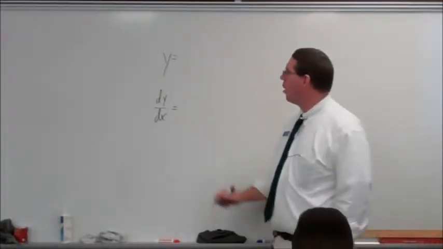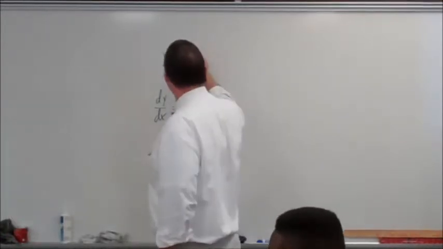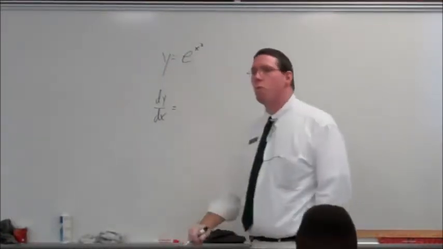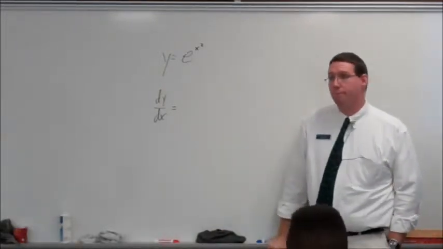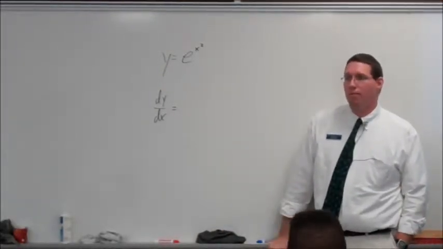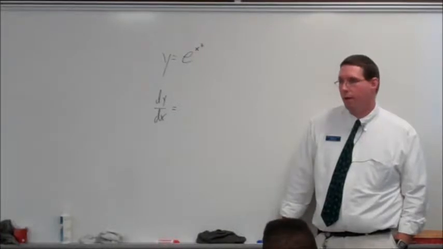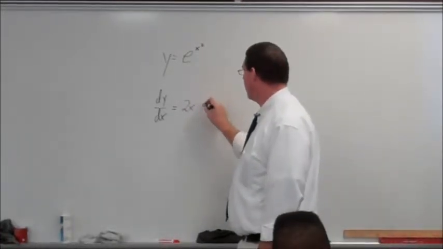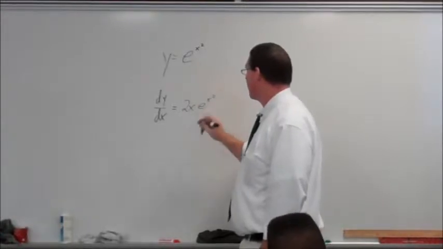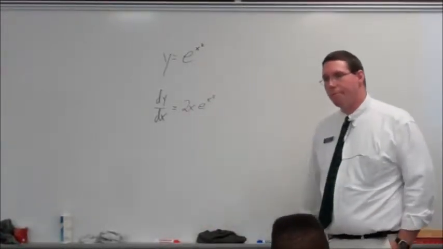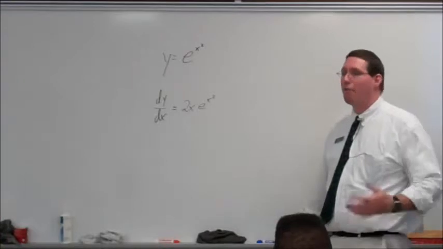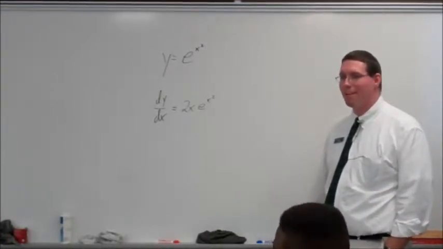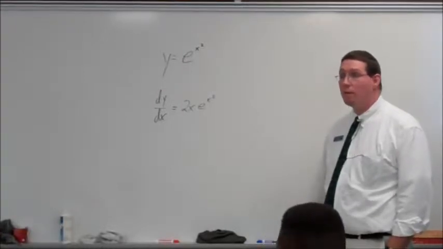All right, so let's do e to the power of x squared. E to the power of x squared. 2x, and then what? E to the x squared. There we go. Right? Thank you for saying that. Kiana just said that the chain rule is really easy now. You're right. Chain rule is a piece of cake.